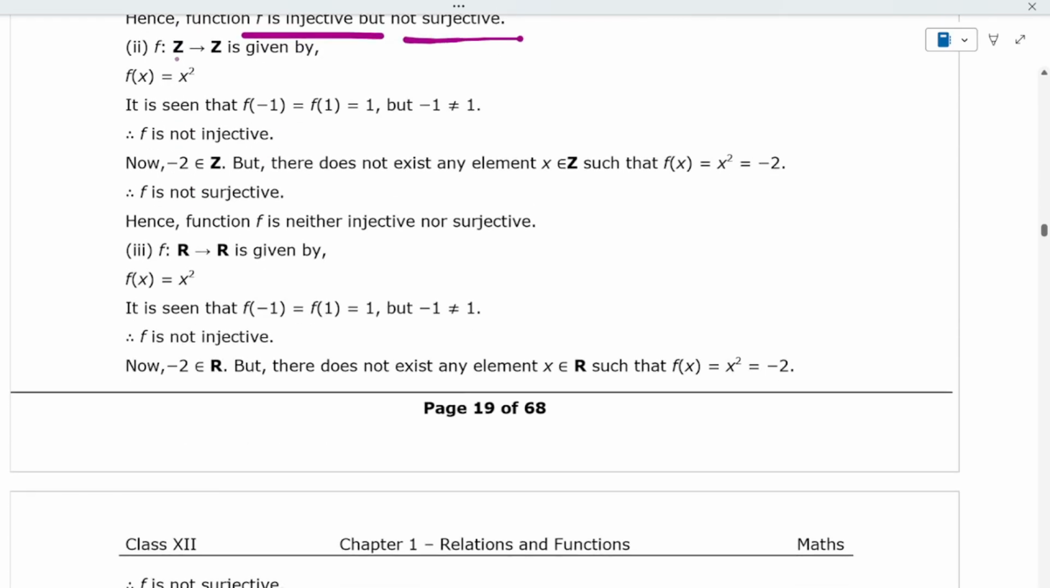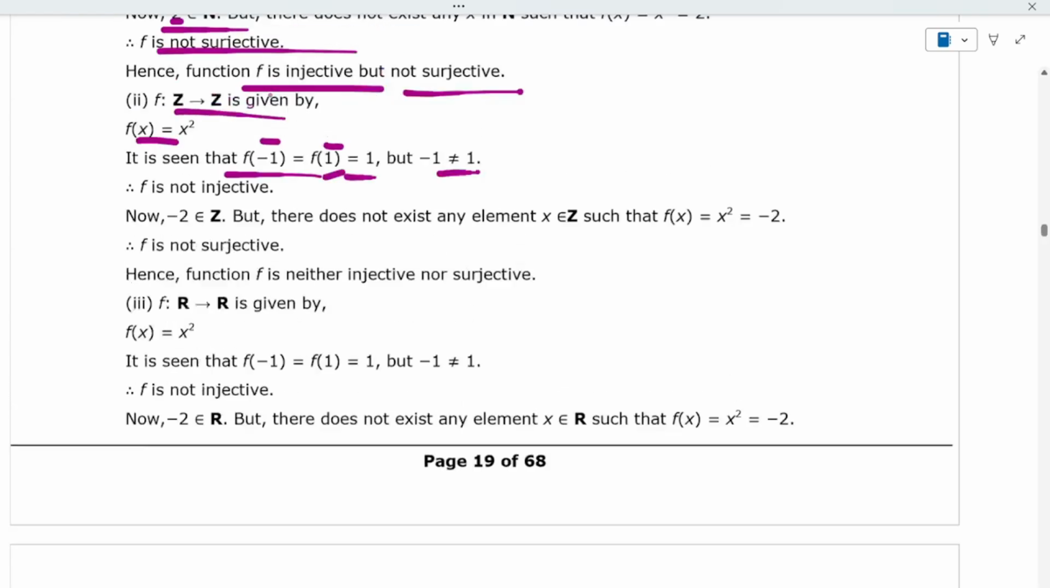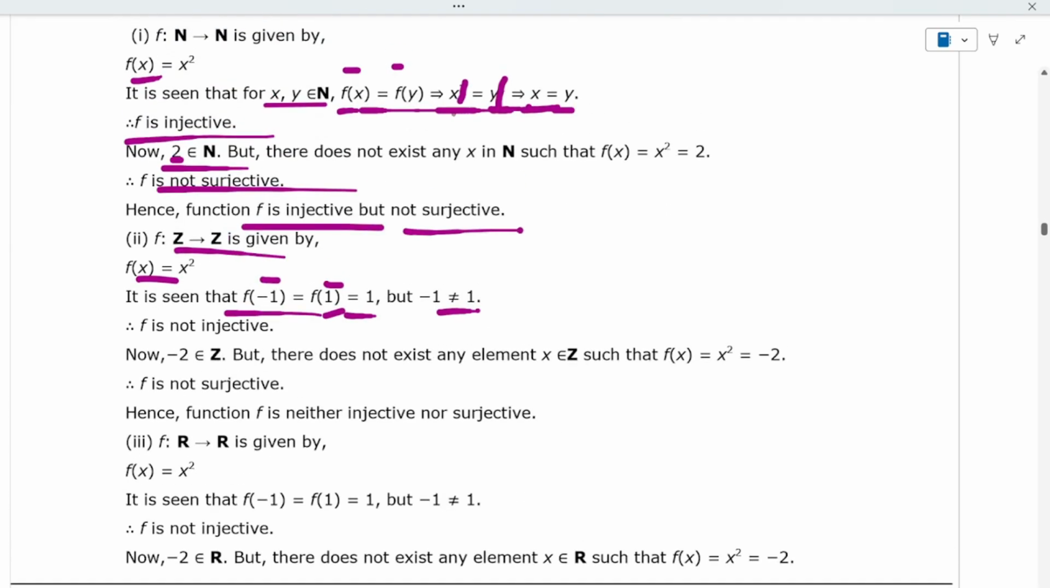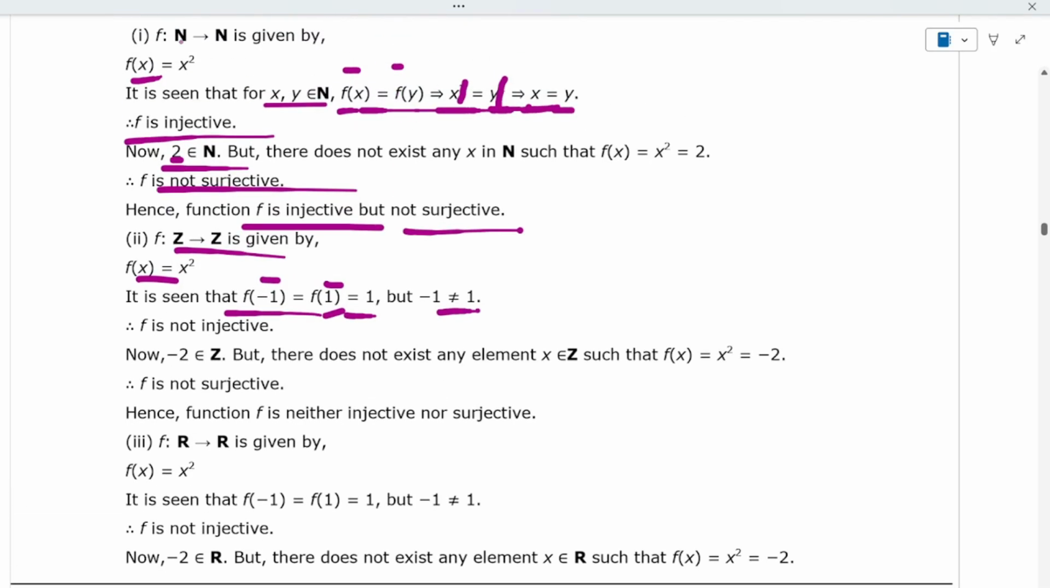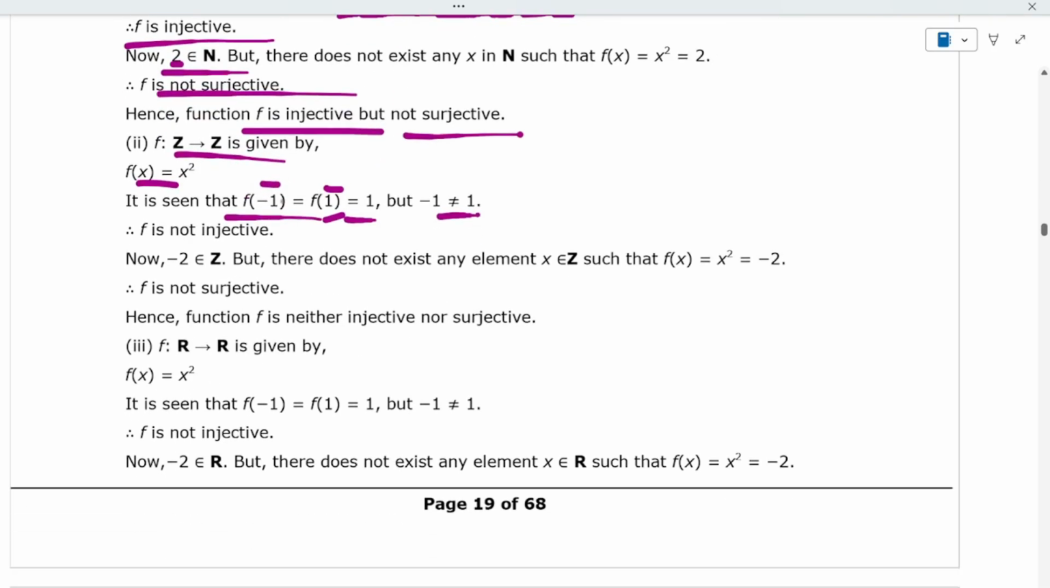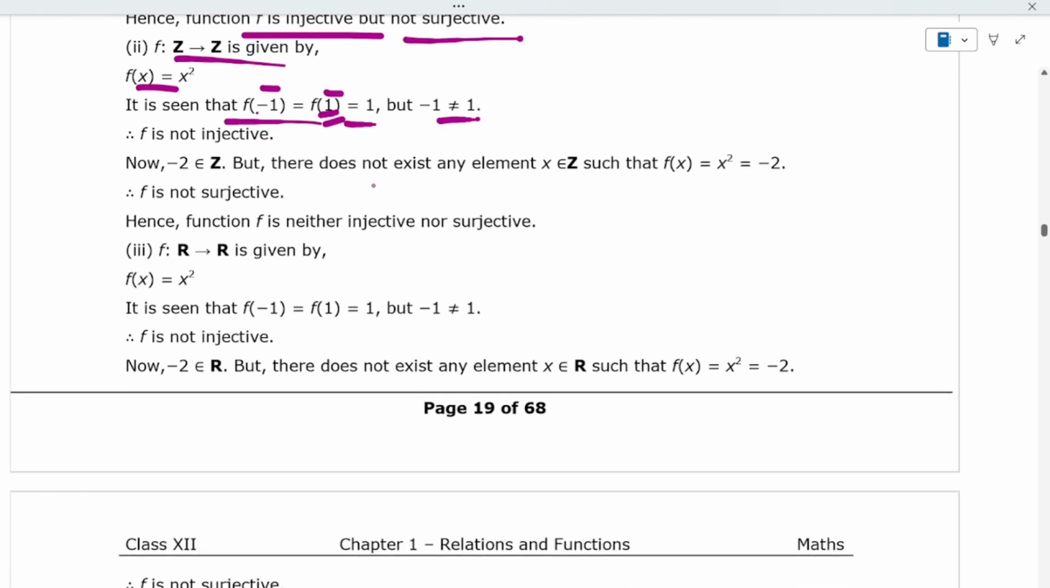Let's see the next question, where they have given the integers and the same function x square. If you take f of minus 1 and f of 1, both are equal to 1, but minus 1 is not equal to 1, right? Considering minus 1 and 1, they are not equal, so we say that it is not injective.